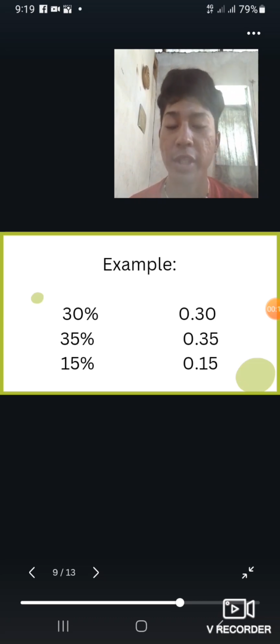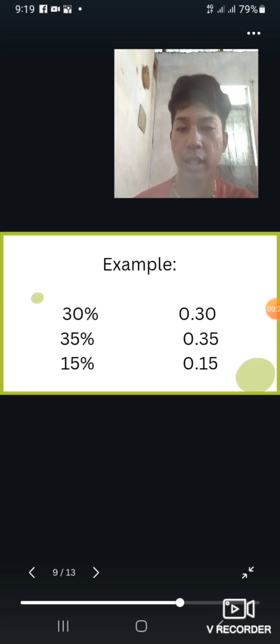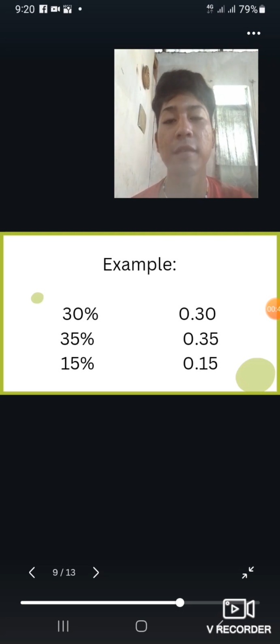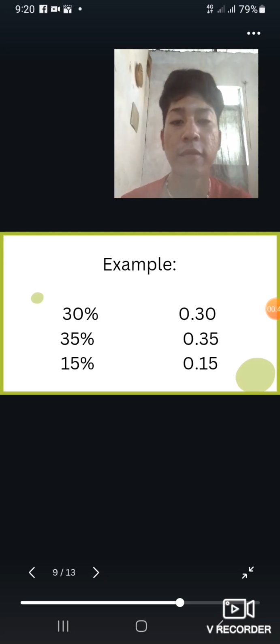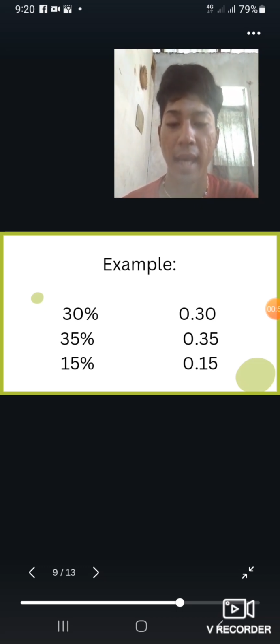So the shortcut is, we just put a 0 and then move the decimal to the left. And then put the value, so 0.30. 35% divided by 100, that is 0.35, or we just put the decimal on the left and then add 0. And same with 15%, 15 divided by 100, that is 0.15, or we just put the decimal on the left side and then add 0.